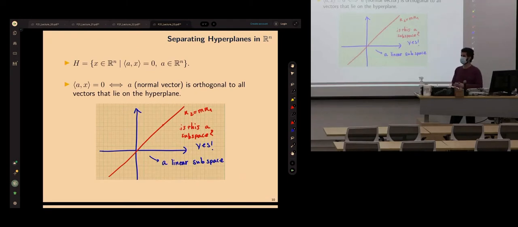And we know that a condition that the inner product of A and X is 0 means that A is orthogonal to all the vectors that lie on this hyperplane. That's, by definition, how the hyperplane is constructed. You can call A a normal vector. Usually it's normalized, but in general it doesn't have to be, and we take that into account in our distance formula.